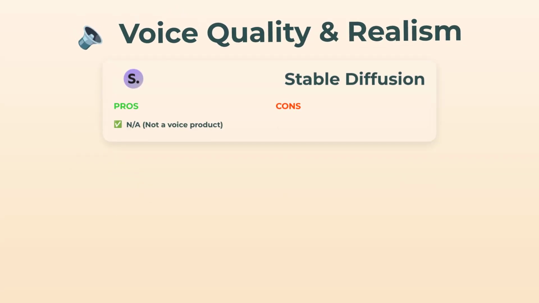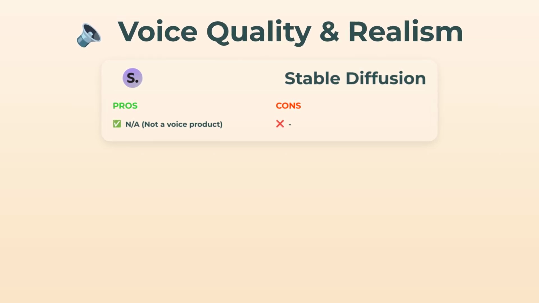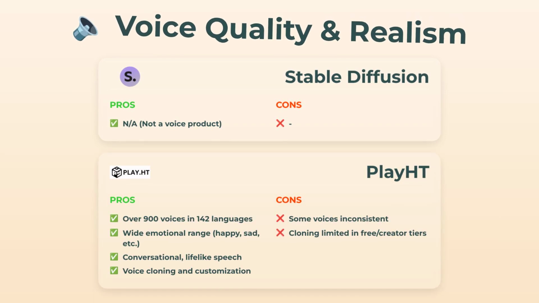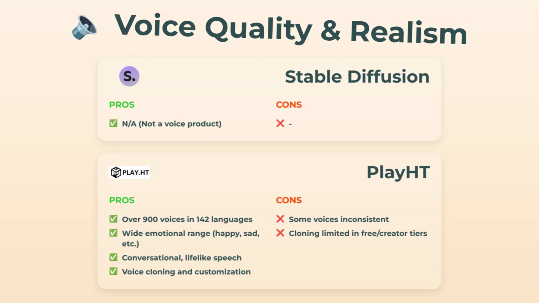Now, let's talk voice quality and realism. Stable Diffusion? Kind of a non-topic here, because it doesn't do voices at all. But PlayHT, oh man, this is its playground. You get something like over 900 voices in more than 140 languages. And they aren't just robots reading lines either. PlayHT does emotion, like happy, sad, all that stuff. Plus, custom voices, cloning, it's wild.